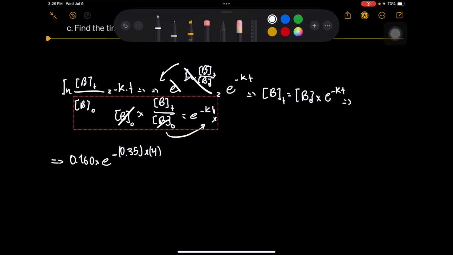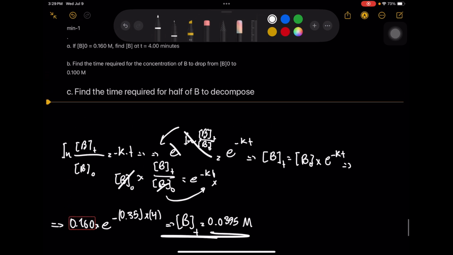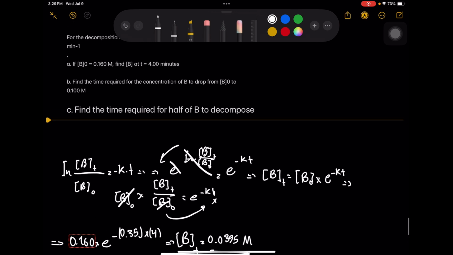e to the negative 0.35 times 4, the answer would be the concentration of B at t is 0.0395 molar. And you guys can try to make sense of your answer. Is it right or not?